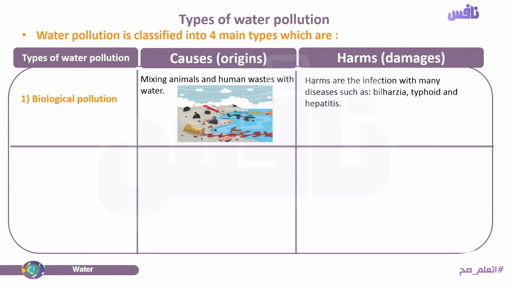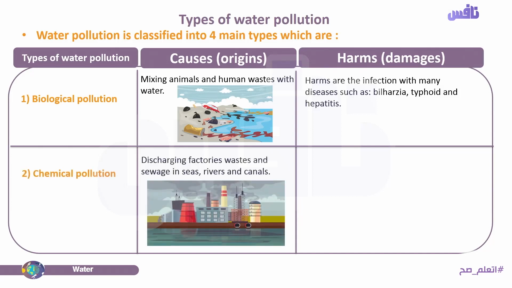طب الهارمفul او الاضرار بتاعتها ايه اللي بيحصل؟ The harms are the infection with the many diseases such as bilharzia, typhoid and hepatitis. دي الأمراض اللي بتسببها biological pollution. Number 2, the chemical pollution. Discharging factories wastes and sewage in the seas, rivers and canals.